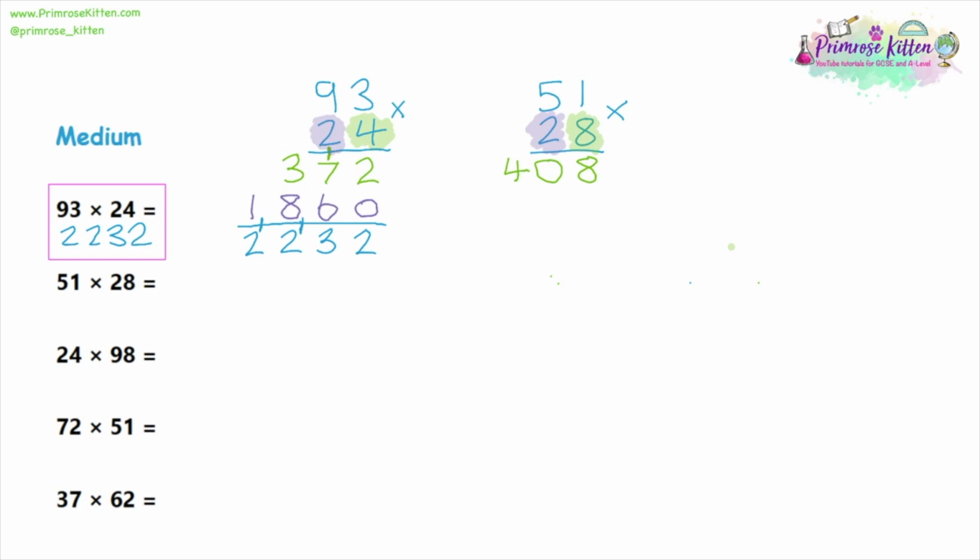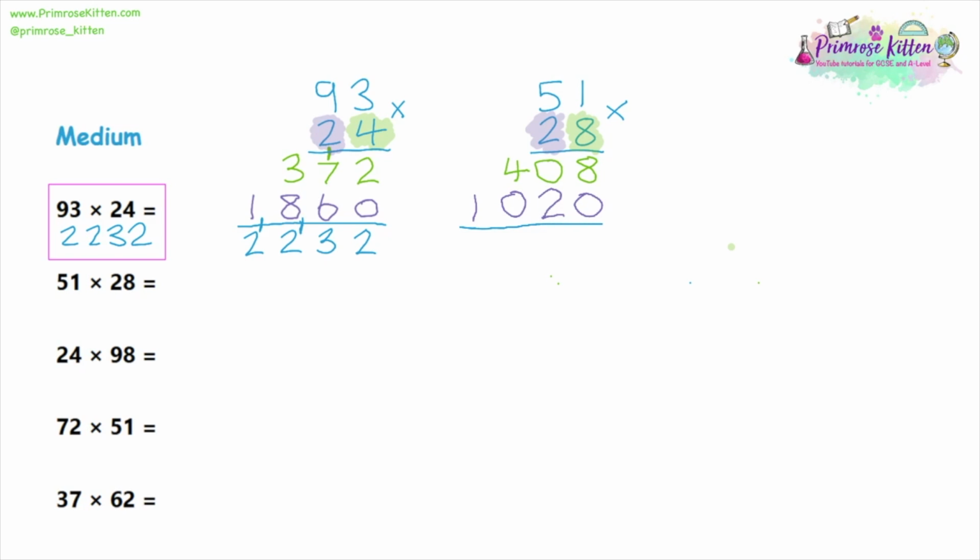Again, starting off in the units column with 51. So 1 times 2 is 2. And since 2 is representing 20, we're going to write our answer in the tens column here. 20 times 1 will give us 20. Then moving on to the tens column, 5 times 2 is 10. Writing that in the next column over. I'm going to carry the 1 over into the thousands column.